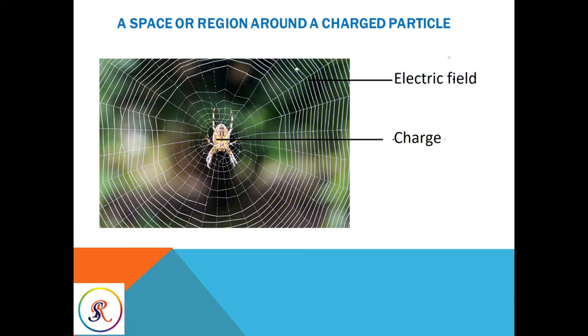The electric field means a space or region around a charged particle. Let us look at this picture. If we consider the spider as a charge, then the web around it will be its electric field. So this spider is a charge, and the web around the spider we can say is the electric field. That means a space or region around a charged particle is called the electric field.